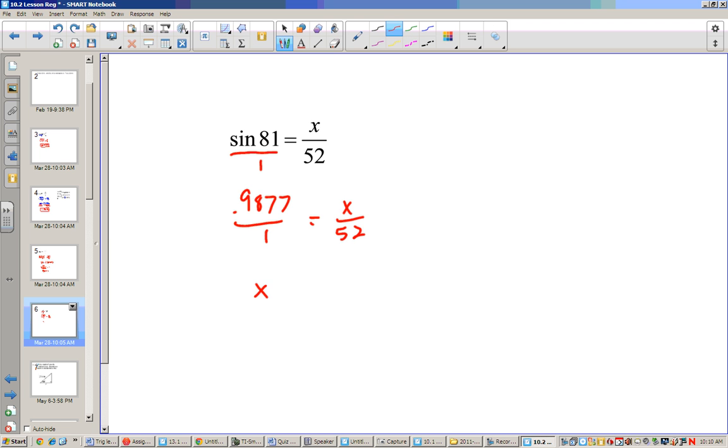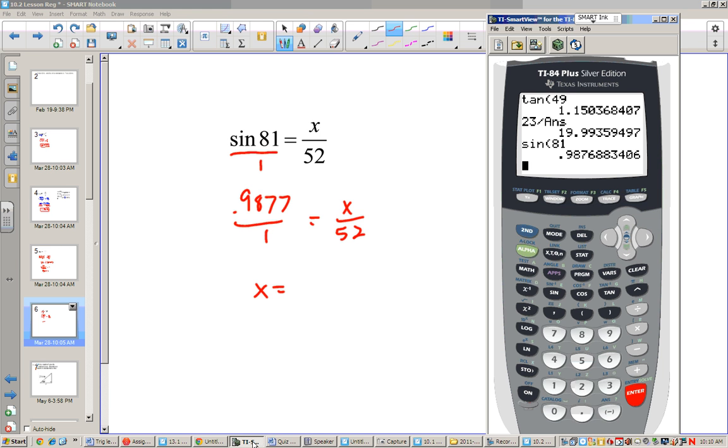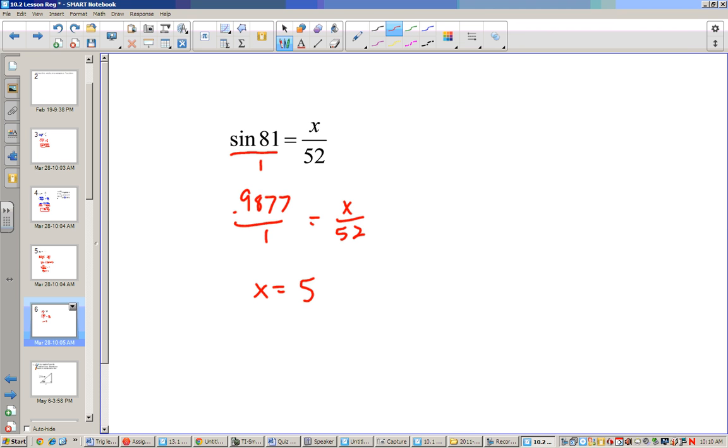When I cross multiply, I get x. When I multiply those two, it's 52 times 0.9877, which is 51.36. So now my x value is 51.36.